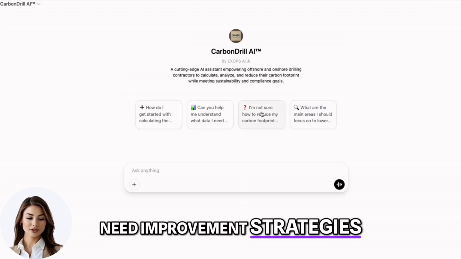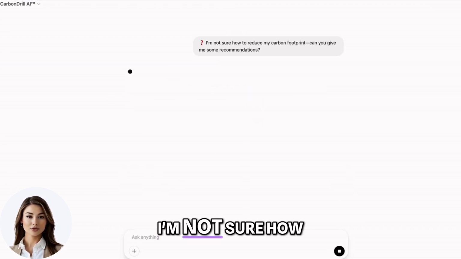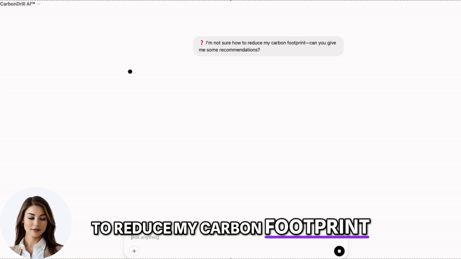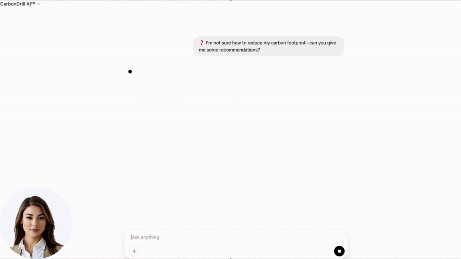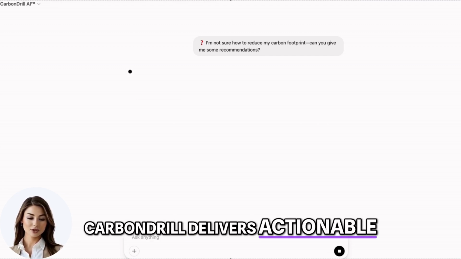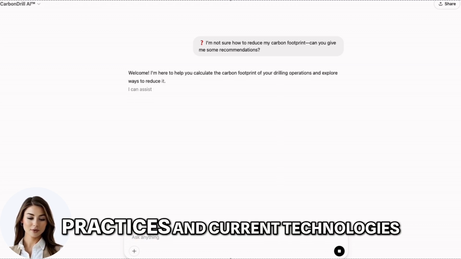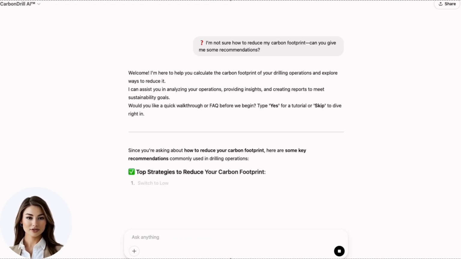Need improvement strategies? Ask, "I'm not sure how to reduce my carbon footprint. Can you give me some recommendations?" CarbonDrill delivers actionable suggestions backed by best practices and current technologies.